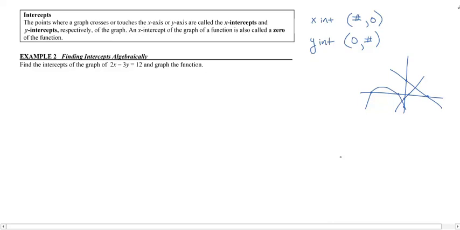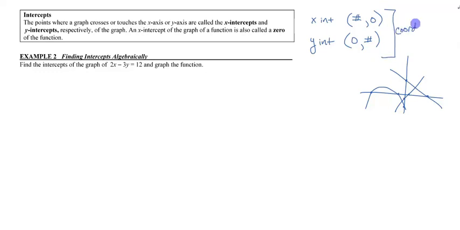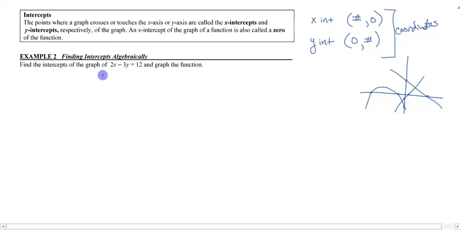So finding a y-intercept, you first force the x to be 0 and then solve for the y, and that gives you that coordinate. Make sure that you are always writing these as coordinates. They are coordinates, and it will help you immensely when you have to interpret the problem in terms of that application. So let's find intercepts algebraically.